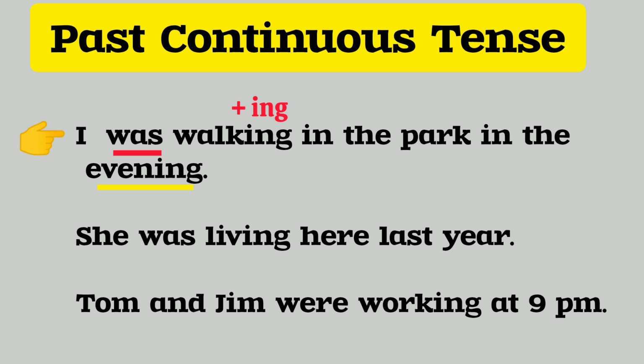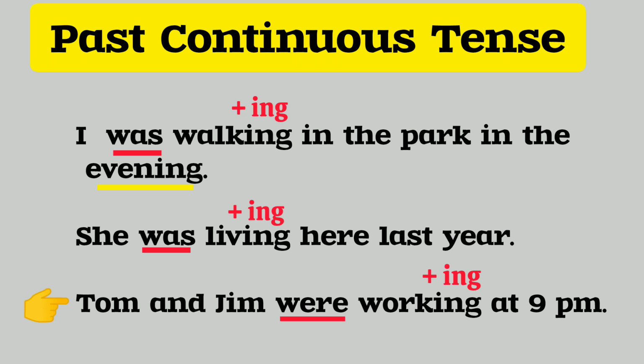Let us have a look at the next sentence. She was living here last year. Again, here the subject pronoun is she, followed by was, and then the verb living, adding ing to the end of the verb. And notice that it is last year. That means it happened in the past. The last one. Tom and Jim were working at 9 a.m. Remember, Tom and Jim are they, means they are plural. So we are going to add were. They were working or Tom and Jim were working.